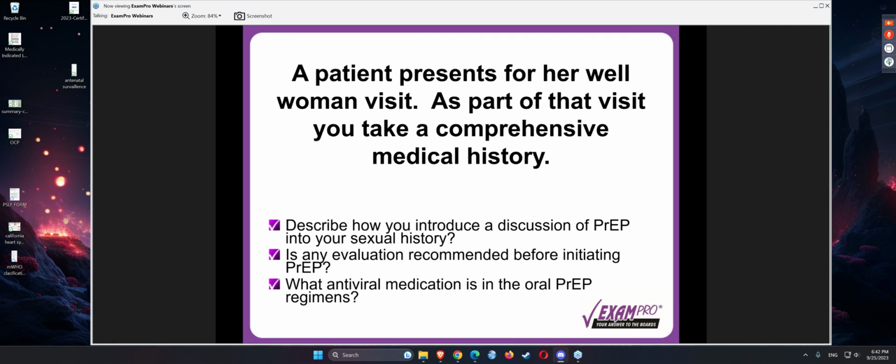Thank you for that. Any evaluation before initiating PrEP? So I would do a routine STI screening based on their age and risk factors before initiating PrEP, just to make sure they don't actively have any type of infections as well, including HIV. I would also check their medical history. There are some medications that can be contraindicated with some of the antiretroviral medications, so doing a thorough evaluation for that.